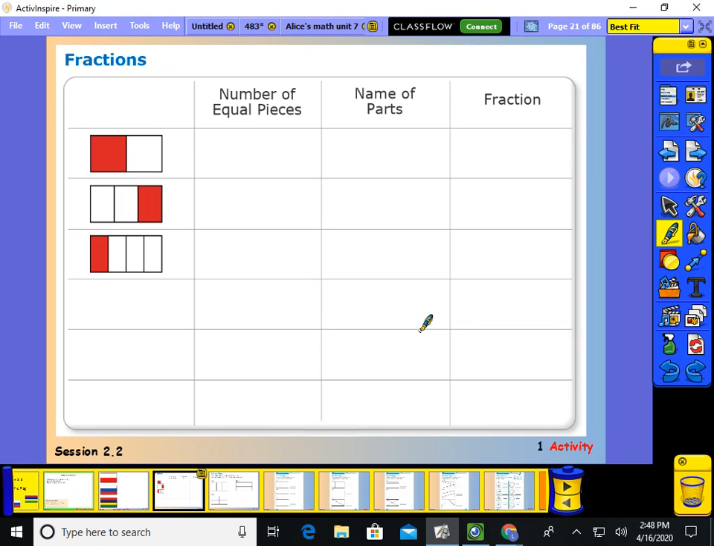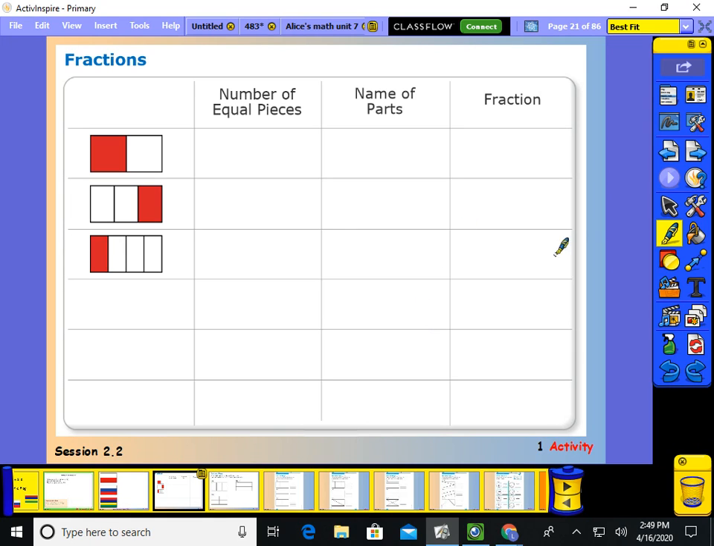We're skipping around a little bit because this is a brand new concept for students. We're just briefly discussing fractions so that they have had at least a little bit of an introduction to it before they go to third grade. So we're moving beyond 1/2 today. We're going to talk a little bit about 1/3 and 1/4, what that looks like and how that can be represented.